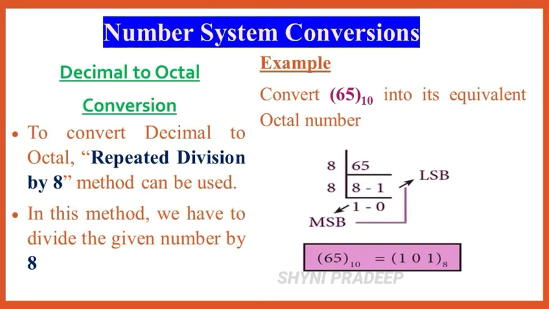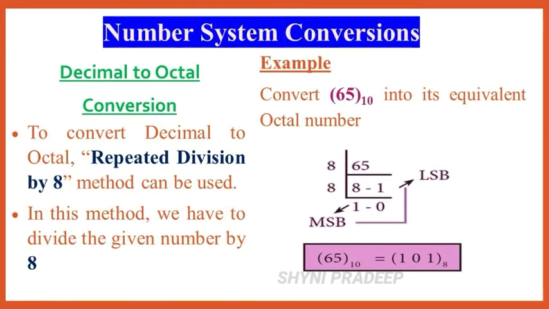Take the remainder value, that is the answer. See this example. Convert 65 base 10 into its equivalent octal number. Write 65 and divide that number by 8, because you are going to convert this decimal number into an octal number. So, the octal base value is 8. So divide that number by 8.